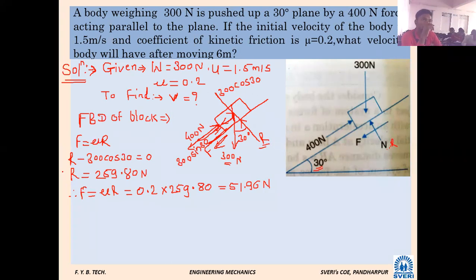Now let's go to the work energy equation. Is it possible to apply the work energy equation now? That should be known to us. F into S, half.